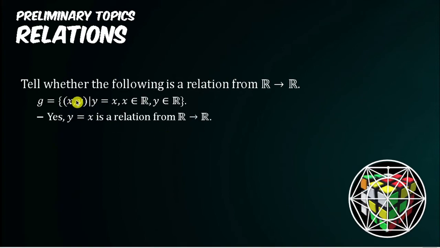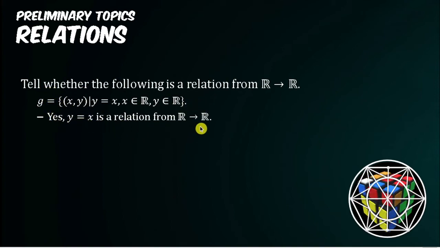So I hope we can imagine if we are going to list all the elements here using the roster method and not set builder, what would we see? Ordered pair 1, 1, ordered pair 2, 2, ordered pair 1 half, 1 half, ordered pair pi and pi, ordered pair negative 2.5 and negative 2.5, and all. That's kind of ugly, so it's better to write it this way.